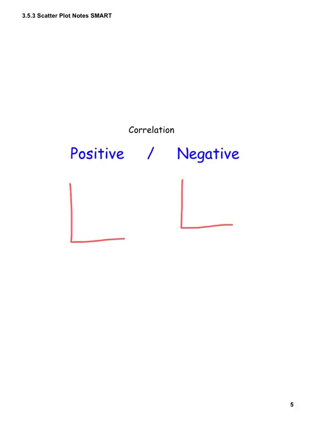So correlation is simply discussing the relationship between the two data that you're graphing, all right? Correlations can be positive or negative. So a positive correlation is when you graph your data and they seem to be forming a positive slope, right?